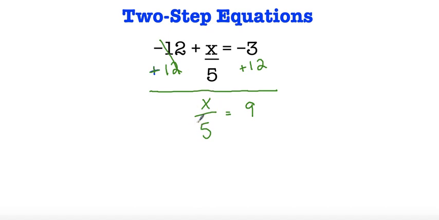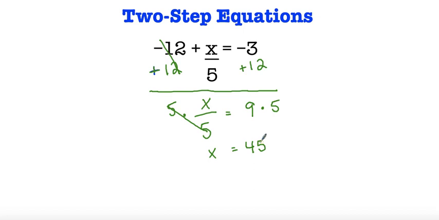Since this is division, I'm going to use the inverse operation, which is multiplication. So I'm going to multiply by 5 on the left side. And whatever I do on the left side, I must do on the right side. So x is going to equal 45.